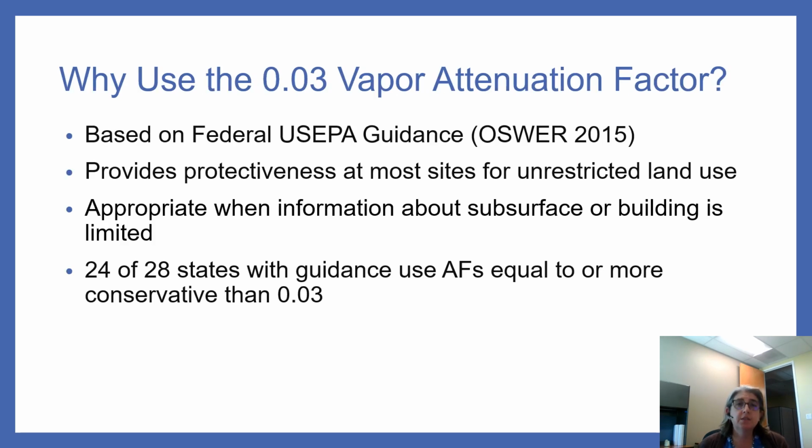Why use the 0.03 vapor attenuation factor? This attenuation factor is based on federal US EPA guidance. It provides protectiveness at most sites for unrestricted land use. And it is appropriate when information about the subsurface or building is limited. 24 of 28 states with guidance use attenuation factors equal to or more conservative than this number.